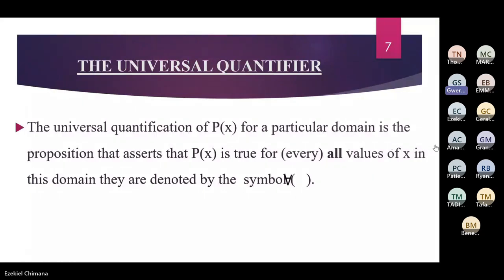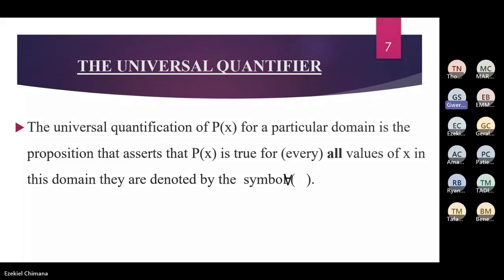Then with predicate logic we have quantifiers. The first quantifier that we have is the universal quantifier. The definition: the universal quantification of P of x for a particular domain is the proposition that asserts that P of x is true for all values of x in this domain. It is denoted by the symbol upside-down A. So we say that for every value of x, the statement is true.